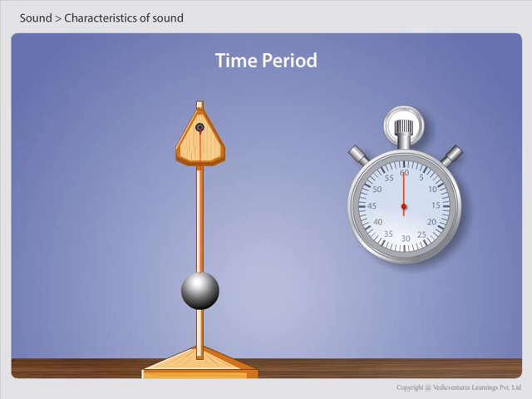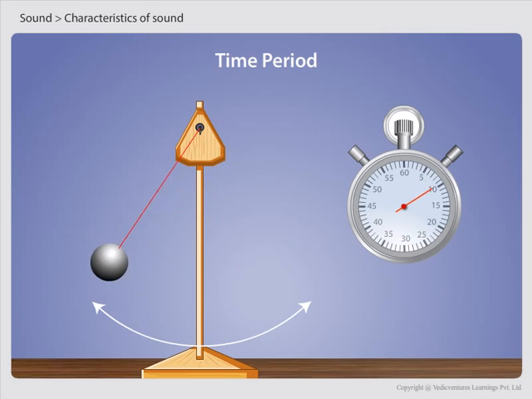We can measure the time taken to complete one oscillation using a stopwatch. Pull the bob of the pendulum to one end and release it. The pendulum starts oscillating. Now start the stopwatch. Notice the time taken to complete 20 oscillations. Time period can be calculated by dividing the time taken by the number of oscillations.